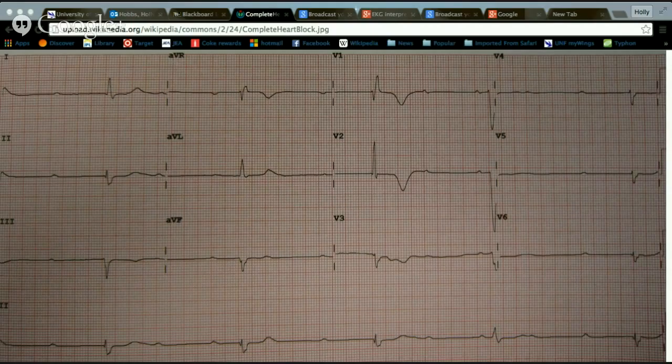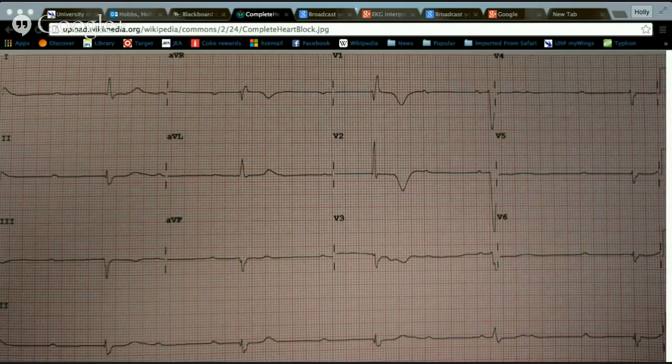Next, I go to the rhythm. It looks very irregular. There's more P waves than QRSs. I'd go to the axis. And in lead 1, the QRS is upright. And in AVF, the QRS is down. So I'd say we have a left axis deviation.